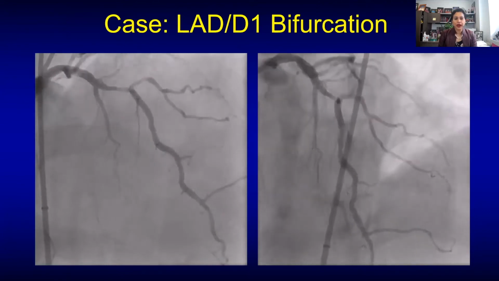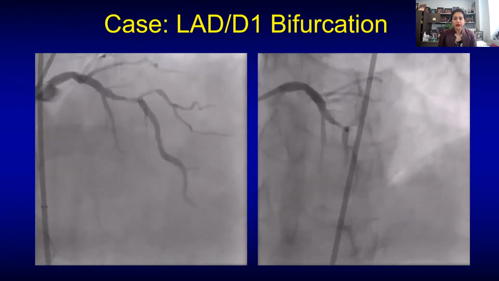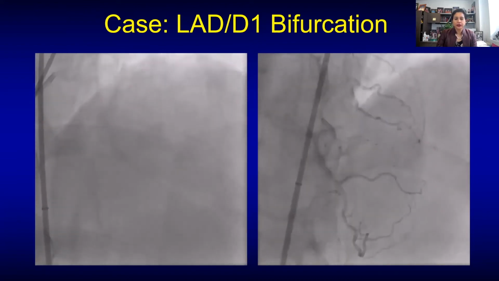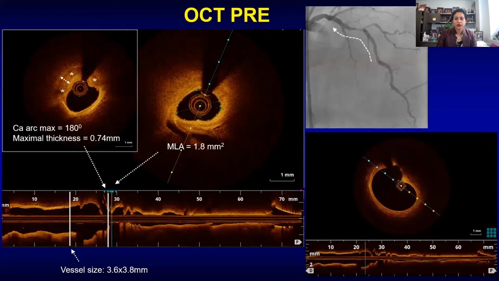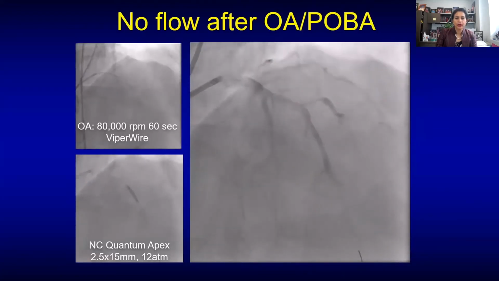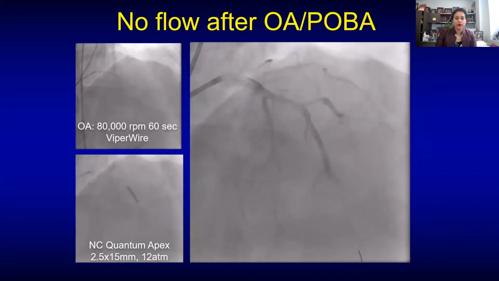So this is the angiogram, mid-LAD, a significant lesion involving a moderate size diagonal, which also has some significant disease. We saw it in 2 views. So this is before orbital atherectomy, OA. We see that there is a calcium arc of 180 degrees with a maximum thickness of 0.7 millimeter of the calcium. So we did orbital atherectomy, 80,000 RPM for 60 seconds or so, with a ViperWire.